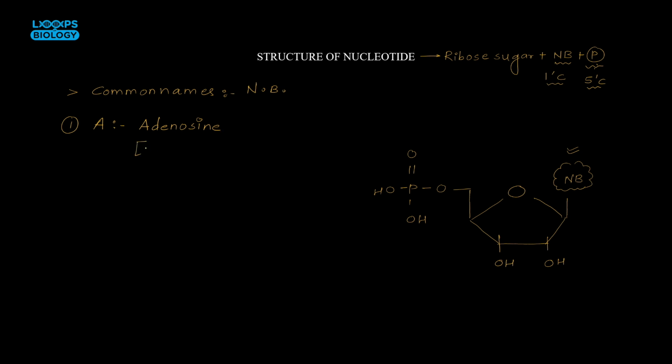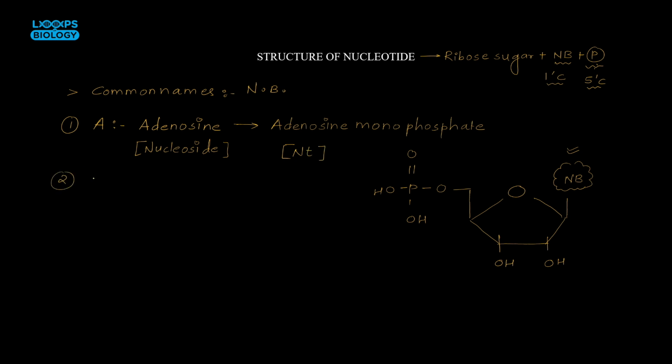So this is nothing but my nucleoside, and this nucleoside doesn't contain your phosphate group. So whenever I am adding one phosphate, this name only changes to adenosine monophosphate. It's as simple as that. So there is adenosine as your nucleoside, so the nucleotide name will be adenosine monophosphate.